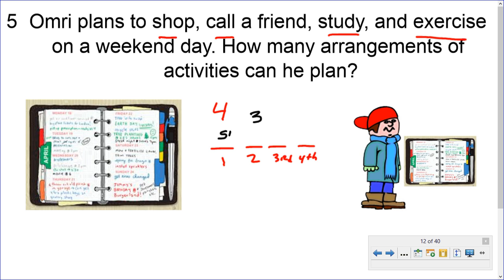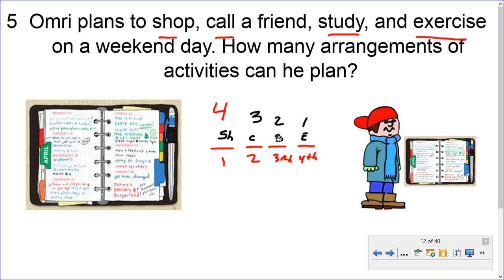So I'll just say, suppose he wants to shop, but he cannot shop if he's going to do something different on the second one. So if he's already shopping, his second activity has to be different from the first activity. So that leaves 3 activities that he could do. Maybe he could call, and that leaves 2 activities left because he's shopping and calling. So he could then maybe study, and the last activity he could do could be exercise.